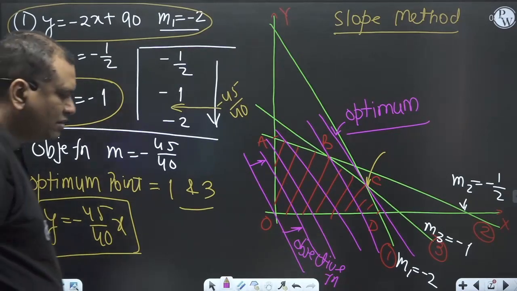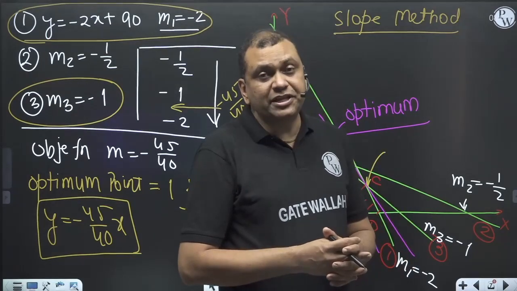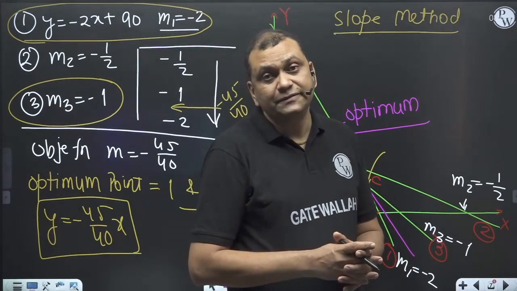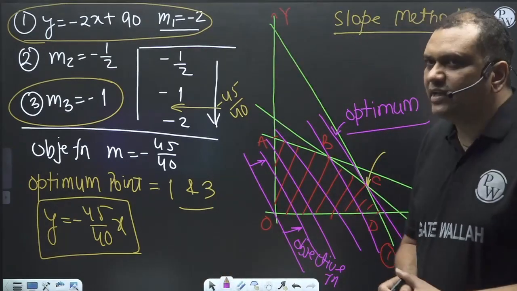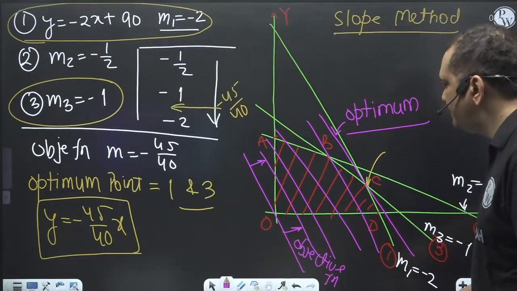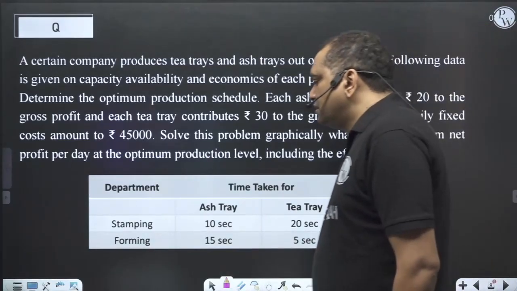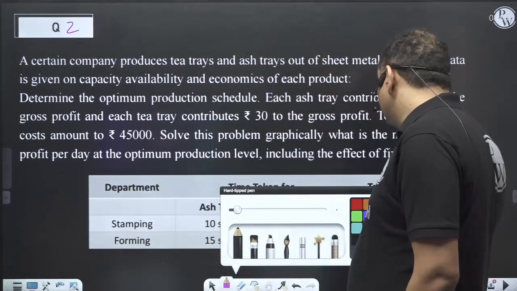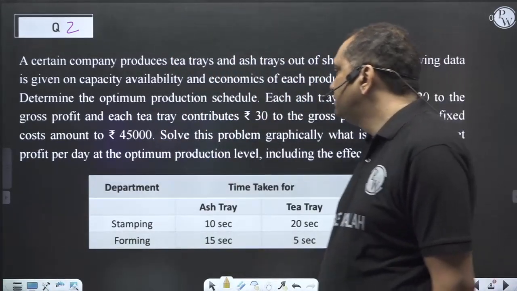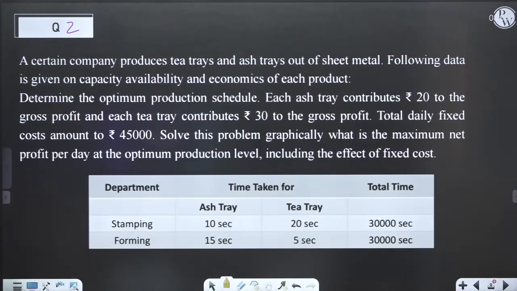This first 35 minutes of the graphical lecture was very, very important. Once again, in the one shot, we are discussing only the important things. Question number 2. We are learning graphical with the help of questions.